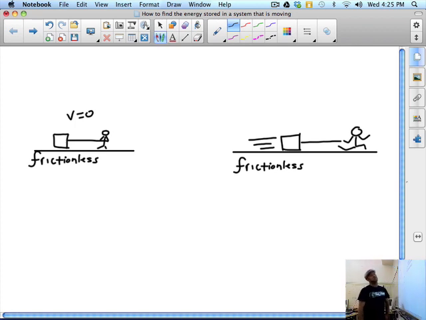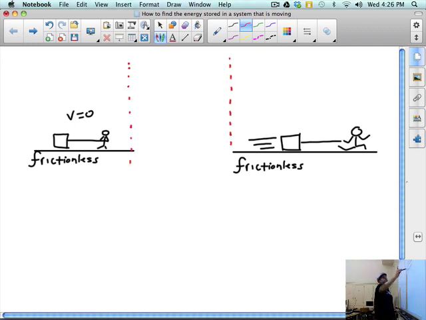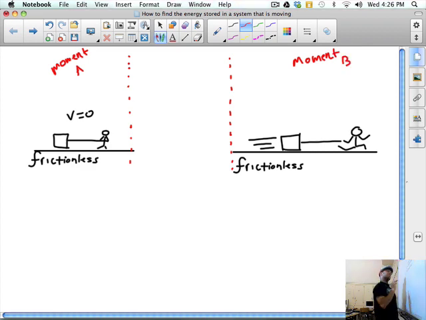Now, it gets better. Between these moments in time, I want you to recall what you learned last semester. I want you to pretend that between moment A and moment B, between the moments in time, we had constant acceleration, okay?